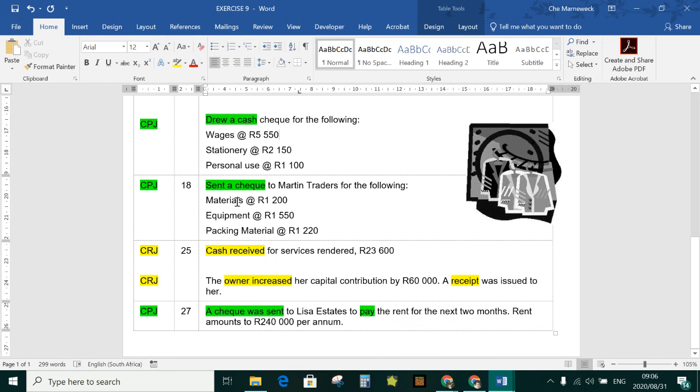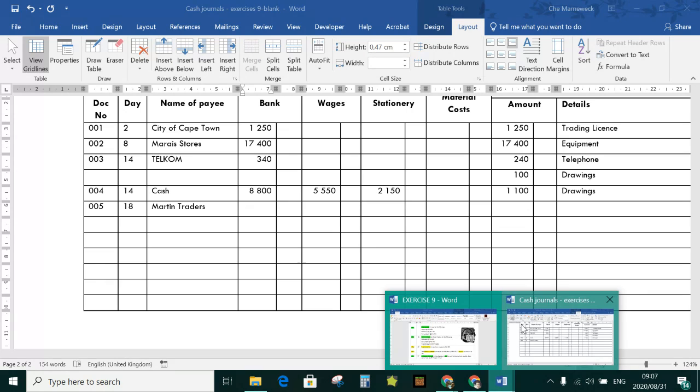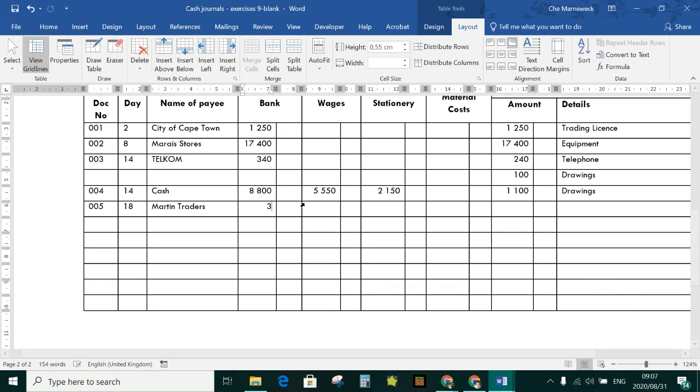And we're going to have to add up. We've got 1,200 for materials, equipment of 1,550, packing material of 1,220. So we're going to get out our calculator and we're going to add 1,200 plus 1,550 plus 1,220, and you should get 3,970. We're going to record that in the bank column, 3,970.